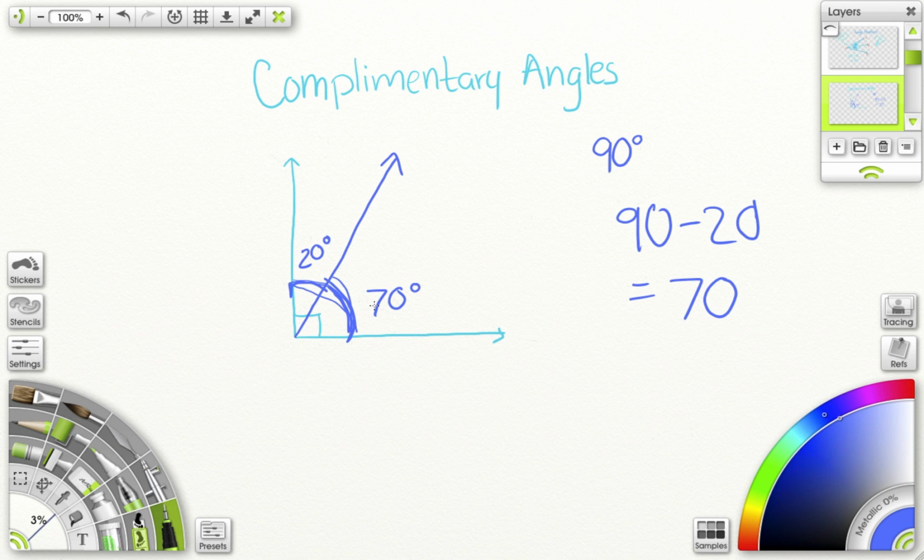When you are looking for those angles, 1 or 2 of them will be given to you. If there are 3 angles that you're looking for, today we're only going to be looking at 2. So it's going to be a 90-degree angle that's given to you.